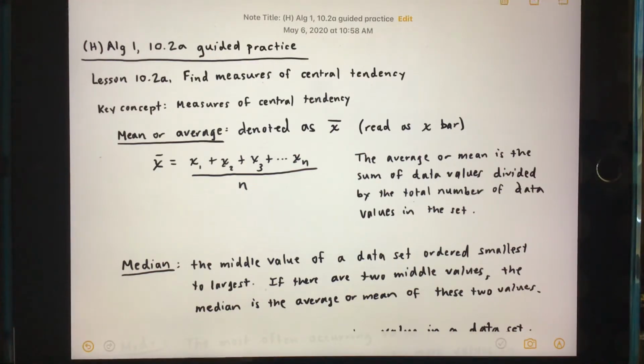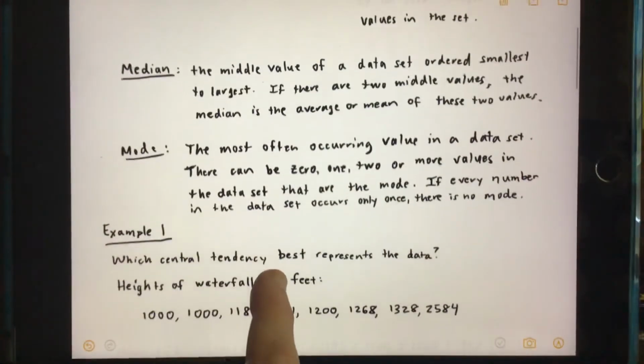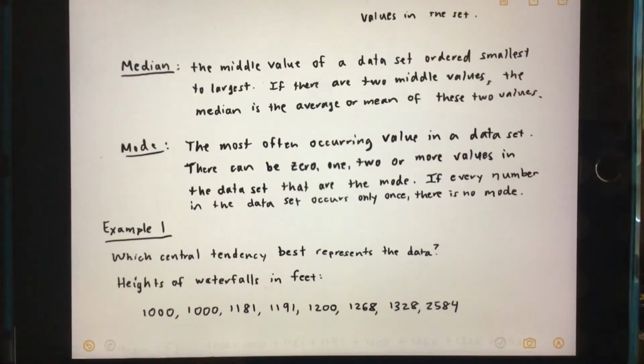All right, so mean or average: add up all the data values, divide by the total number of data values in the set. Median. Median is the middle value of a data set ordered smallest to largest, least to greatest. If there are two middle values, the median is the average or mean of these two values. Oftentimes, housing prices are reported using median as what would be that typical house value. That way, if you have several $1 million houses up on the hill, averaging all of the house values would pull the average way up. The median might get a better picture of what's the typical price of a house in a particular area.